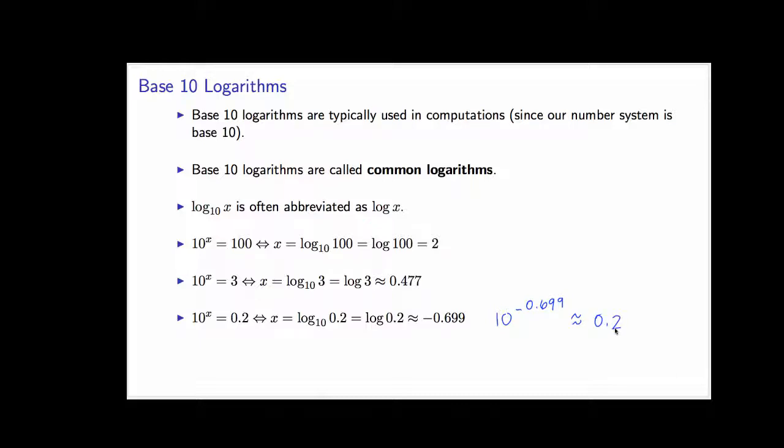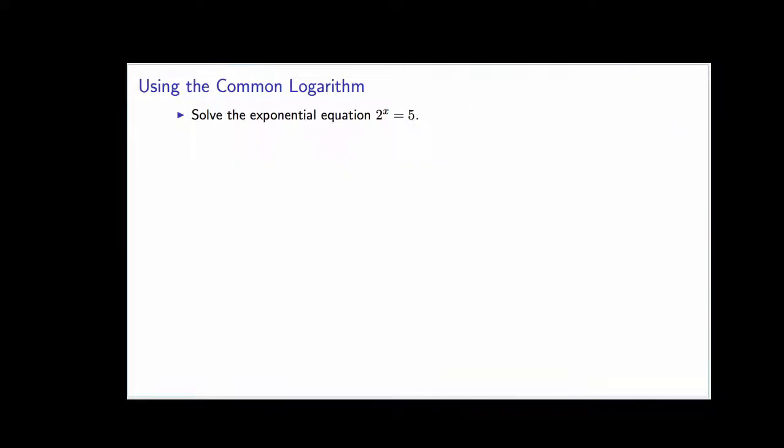So the key information so far is that when we write just log of x, we're referring to the base 10 log of x, and we'll call this the common logarithm. The reason we often use this common logarithm, or base 10 log, in computations is because the number system that we work with is a base 10 number system. Now let's look at how to use the common logarithm to solve exponential equations. Let's go back to that first exponential equation that we looked at that we couldn't solve by writing both sides as a common base.